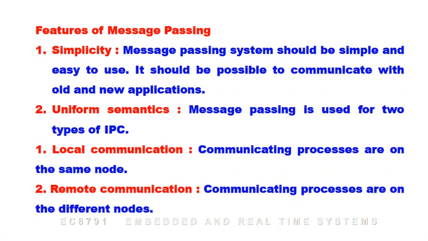Features of message passing: simplicity. A message passing system should be simple and easy to use. It should be possible to communicate with old and new applications. Uniform semantics. Message passing is used for two types of IPC. First one, local communication, where communicating processes are on the same node. Second one, remote communication, where communicating processes are on different nodes.